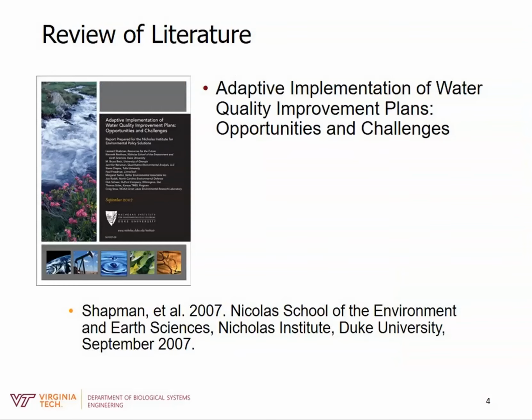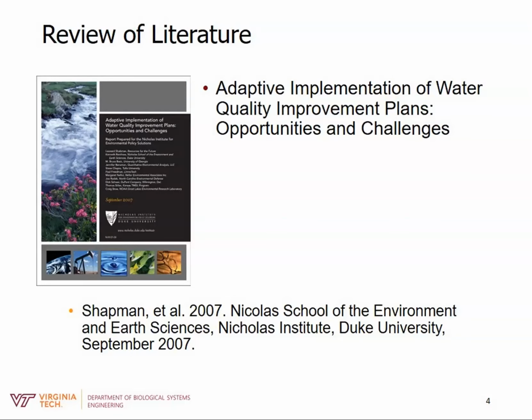So starting with a review of literature, one of the articles that I found that I thought was interesting was this one called Adaptive Implementation of Water Quality Improvement Plan, Opportunities and Challenges. It was developed by a group at the Nicholas School of the Environment and Earth Sciences at Duke University, and it's from September 2007.